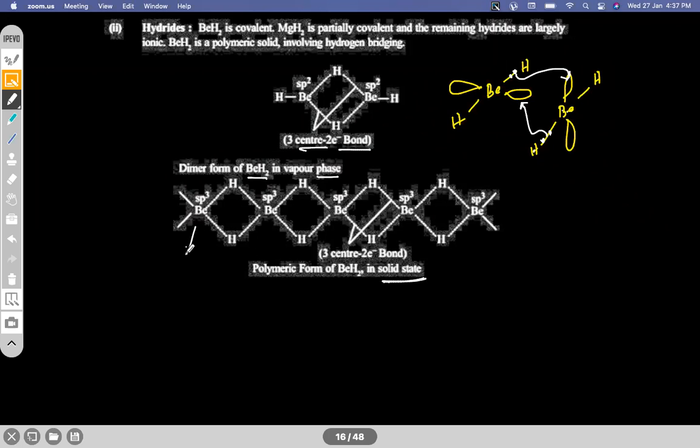All beryllium is sp3 hybridized here. Must remember this, very important. And here it is sp2 hybridized. Correct? So in vapor phase, hybridization is sp2. In solid phase, it is sp3.